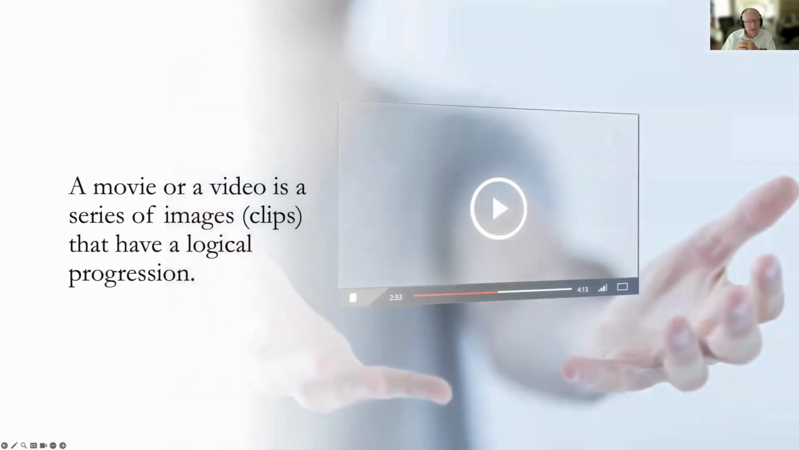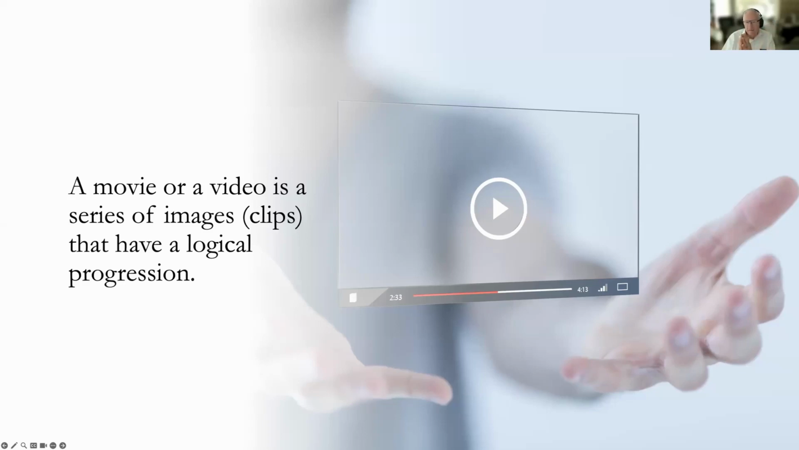So basically, we're looking at what a video is. A video is a series of images, and the term used is clips, that have a logical progression. I have been a fan of movies since I first had enough time to walk to the theater and take myself to a theater and sit there and watch them, and probably have viewed tens or maybe hundreds of thousands of videos and video clips over the years, maybe millions, I would guess.